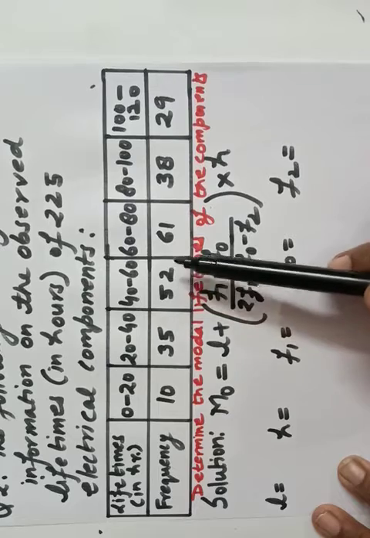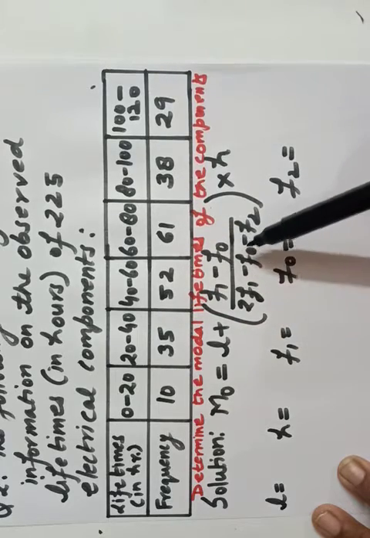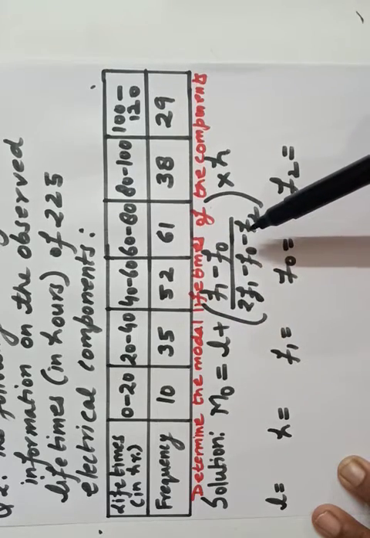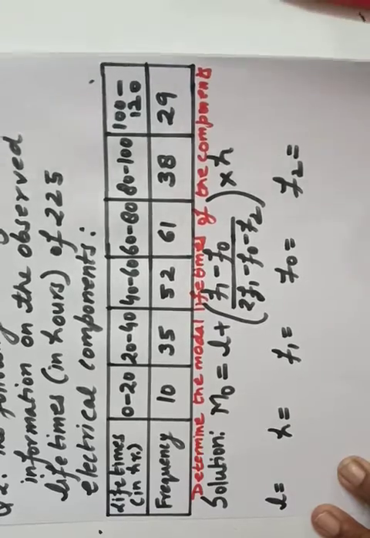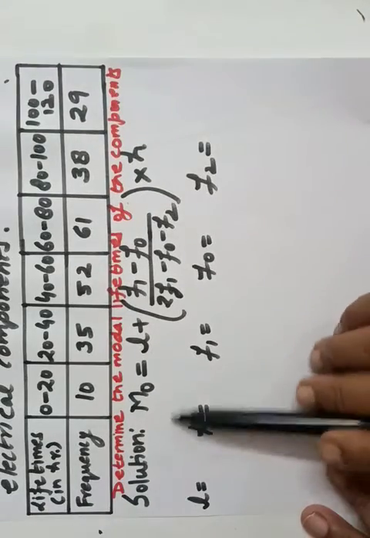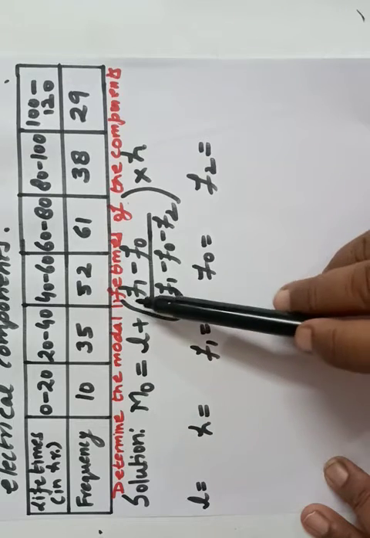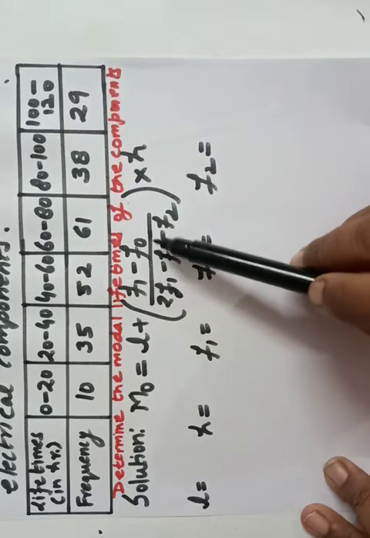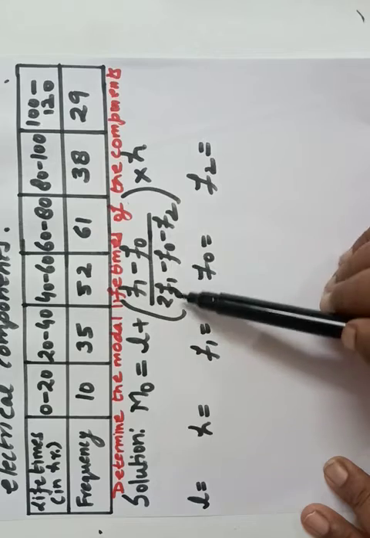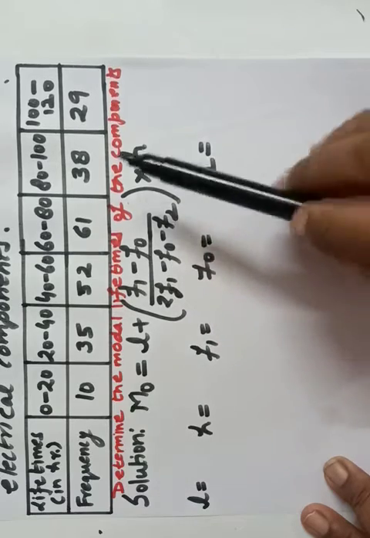And the previous one and the successive one, and we have to put in the values in the formula. So let's start with the solution. Go through the formula again. What is the mode? L plus (F1 minus F0) whole upon (2F1 minus F0 minus F2) into H.